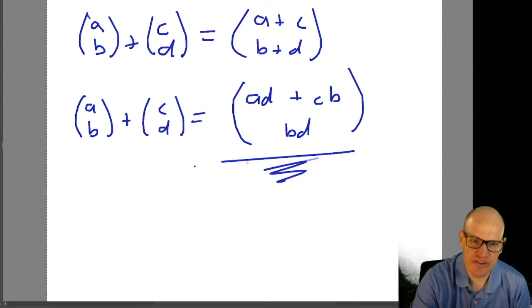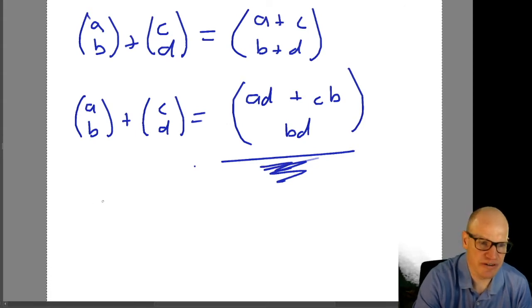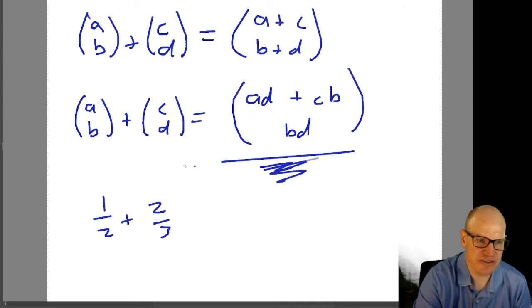This is the formula that you have when you add fractions. So if you have a 1/2 plus a 2/3, this is how you add those things together. You find a common denominator. That's the product of these things down here. So the common denominator is this product. So that would be 6.